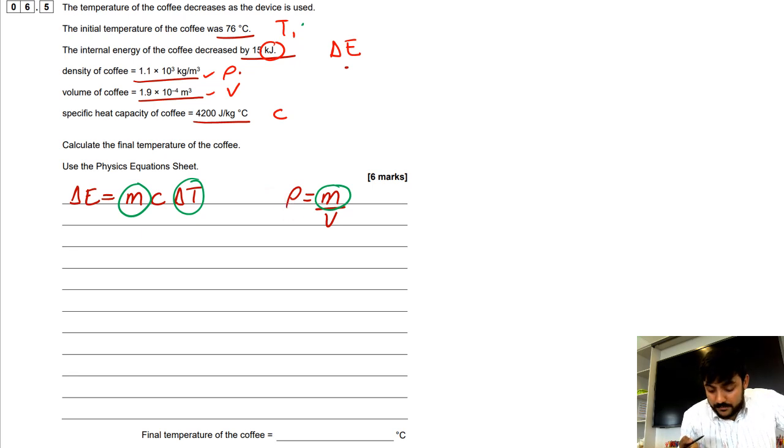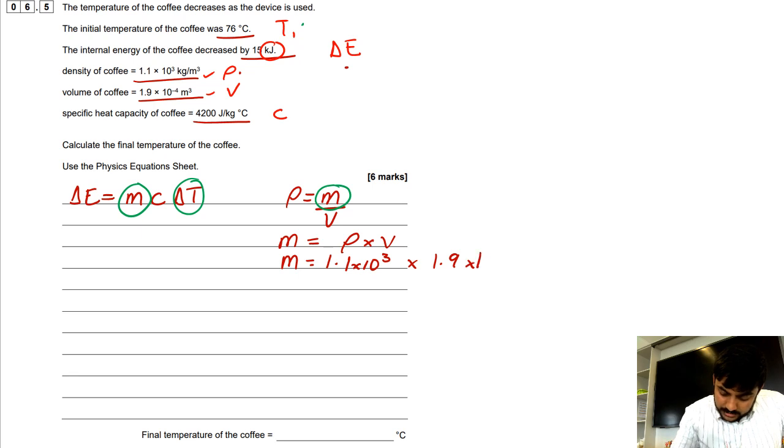Density is mass divided by volume. I have density and volume. I could find the mass of the coffee. That's what I'm going to do first. Mass of the coffee is equal to density times by volume. Putting in the numbers that I have, mass is equal to 1.1 times 10 to the 3 times by 1.9 times 10 to the minus 4.